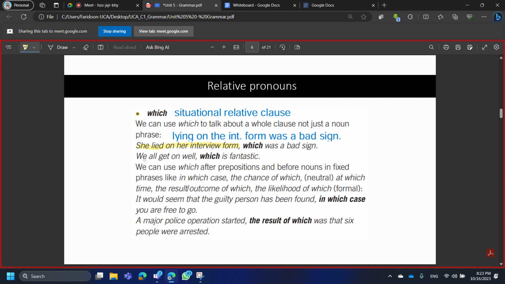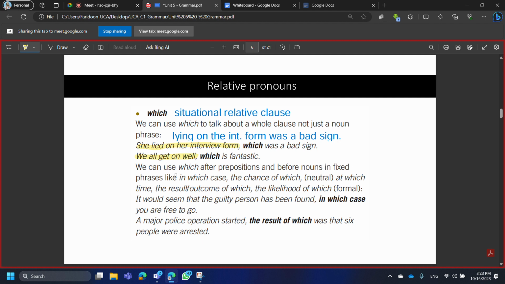Another one is: we all get on well, which is fantastic. The fact that everybody gets on well, meaning that everybody does not fight with each other, everybody's happy with each other, that's fantastic. And you can use which in the situational clause style to talk about it.